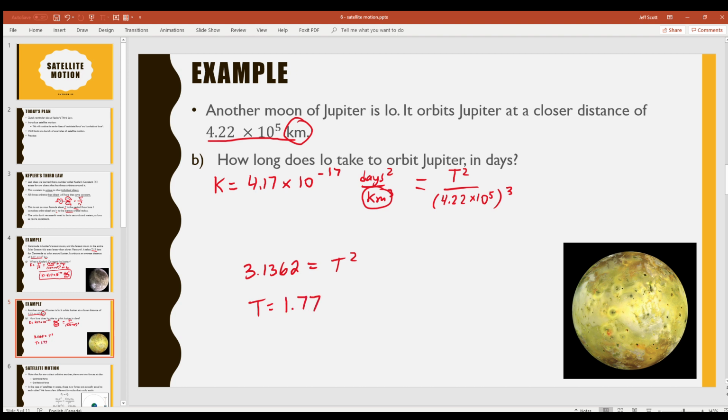But let's ask ourselves real quick. T is our orbital period. Since the Kepler's constant that we calculated in the last part of this question was given in days squared per kilometers cubed, the units on this T are going to have to be days. So 1.77 days is the orbital period of Io. And what's really cool about this, I think I mentioned this last class as well, this is accurate. This actually works. If you know some data, you can use it to extrapolate for anything else that's orbiting around that same object.